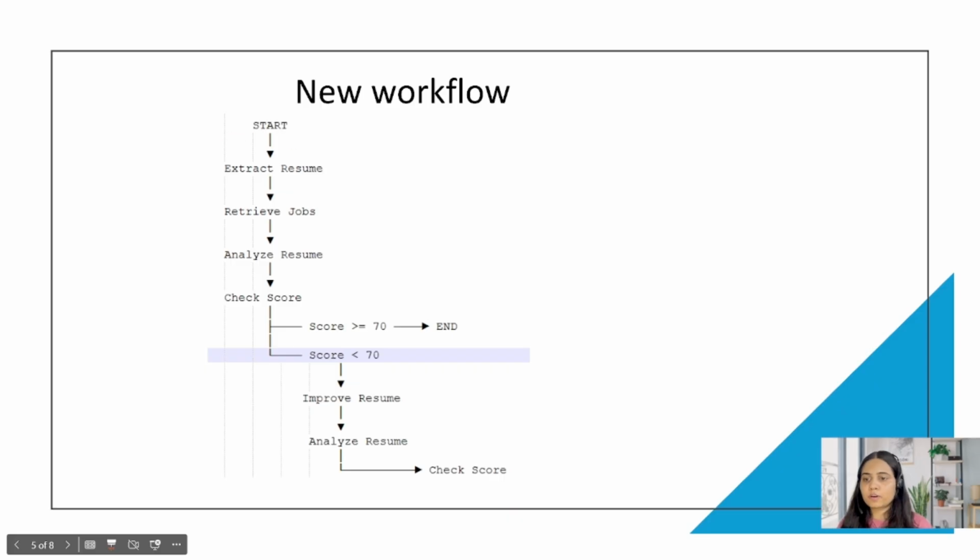This is our new workflow, right? It will start, then it will extract the resume. After extracting the resume, we'll go for retrieving the jobs from the API. Then it will analyze the resume. After analyzing, we are going to check the score. If the score is greater than 70, we are going to end the flow. If the score is less than 70, we are going to improve our resume, and then we'll analyze the resume and check our score. It means if our score is less than 70, we are going back from improve resume to the analyze resume step. So this is the iterative process we are going to follow over here.